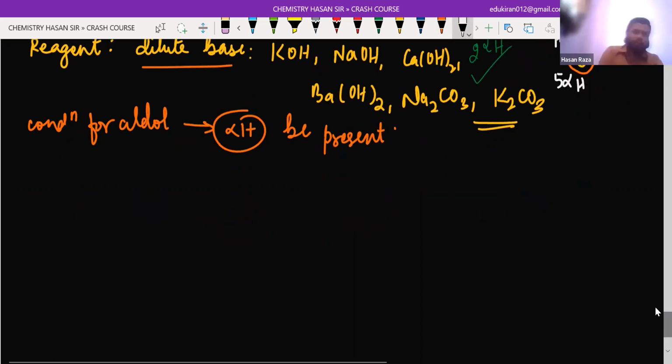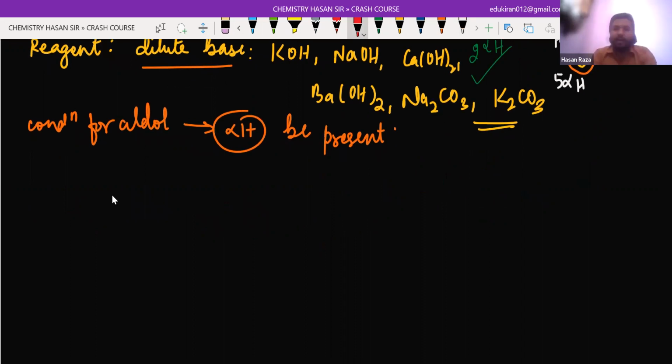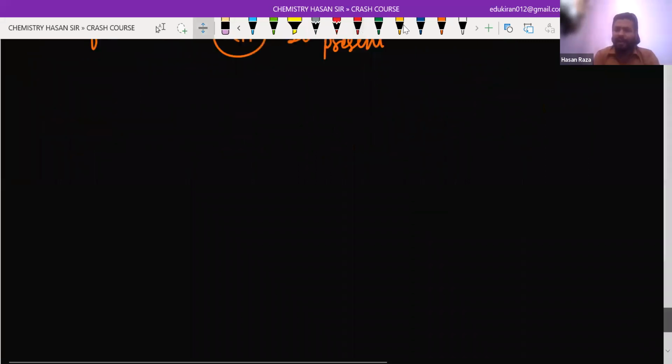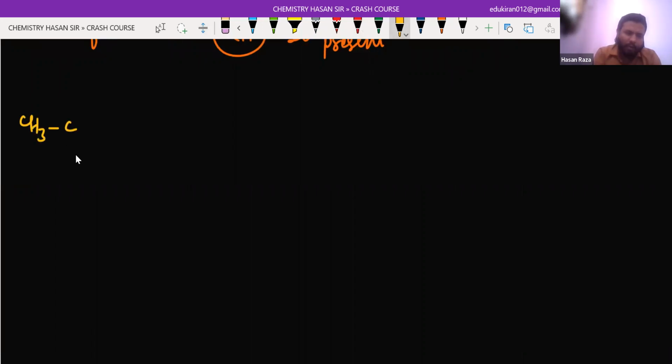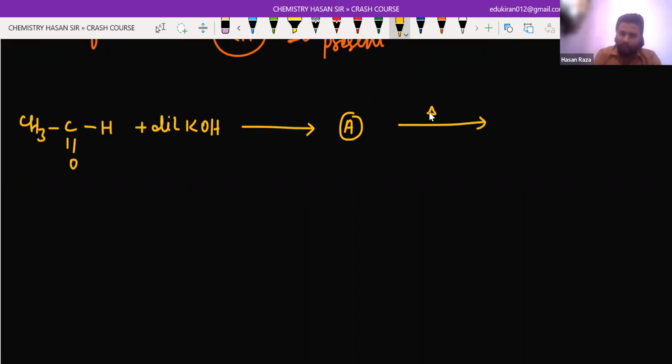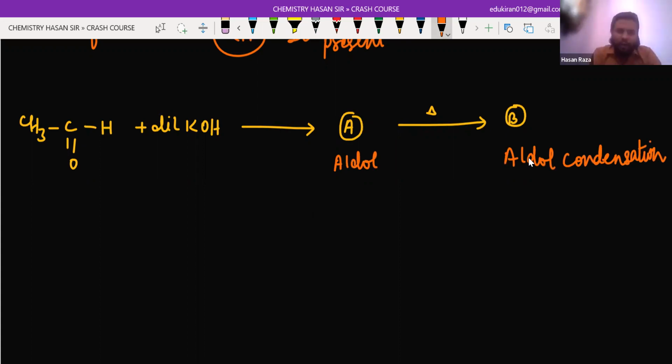If I show you the reaction, first, there are two types of aldol. One is self-aldol and the second one is cross-aldol. We are going to discuss simple aldol, which is self-aldol. If we react this, as you can see, it is ethanal, with dilute NaOH or KOH, you will get a product A. Then if you heat product A, you will get B. This A is known as the aldol product. The B is known as aldol condensation. Condensation means that when you heat it, there will be elimination of water, H2O. That's why it is known as aldol condensation.